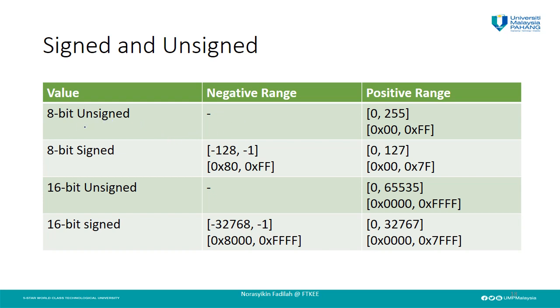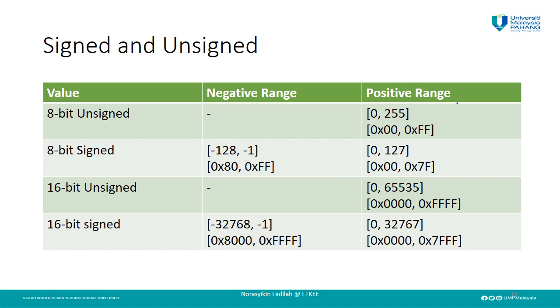So in this table we can see the difference between the unsigned and the signed values. The unsigned values have only the positive range, and the signed values will have the negative and positive range. So if let's say we are dealing with a 1 byte number, the decimal can be from 0 until 255 only.